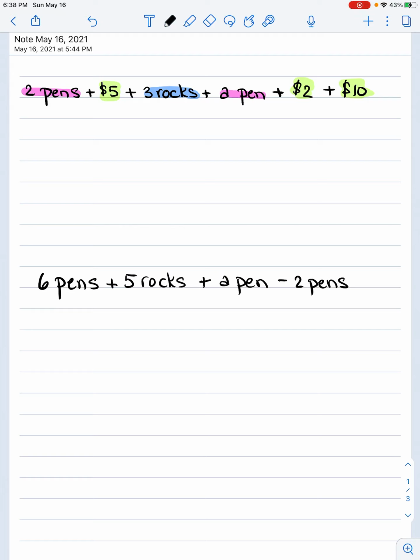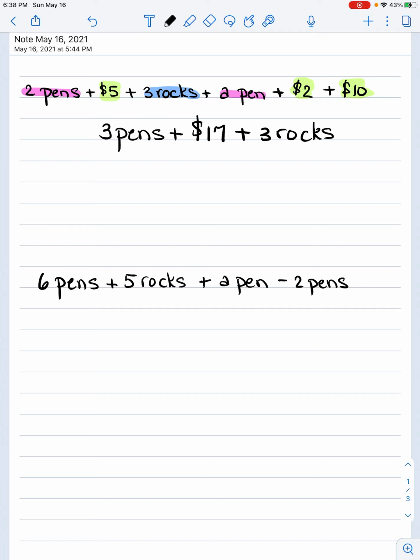So I have two pens and another pen. That would be three pens. And then I have $5 and another $2 would be $7 and another $10 and that would be $17. And then I have the three rocks, which there were only three rocks. So isn't it easier to say, I found three pens and $17 and three rocks? And that's what we're doing when we're combining like terms.